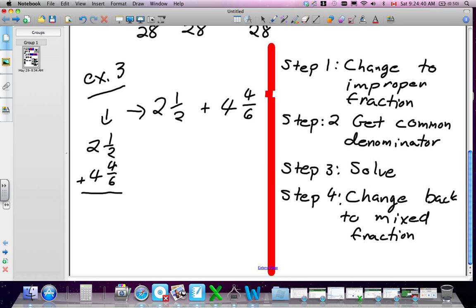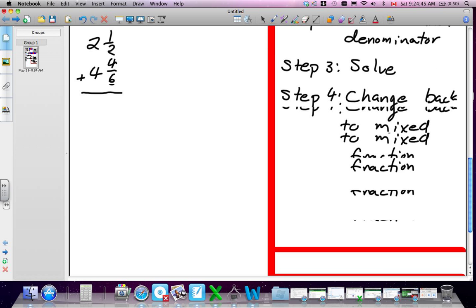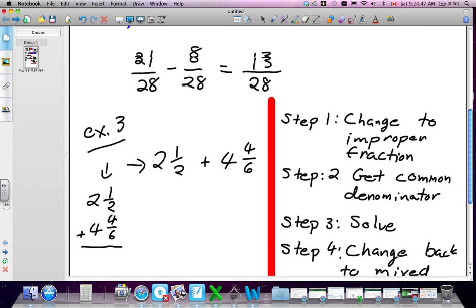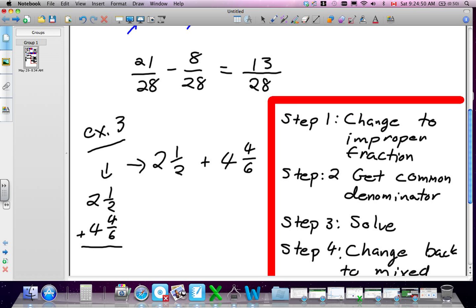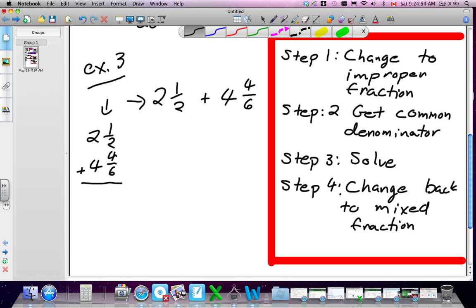Put this around it, so it's separate from the question, but we know it's important. Okay? So these are 4 major steps to this stuff here. So, like we said, first step, change to improper fraction. Now you girls remember how to do it. You just told me, right?